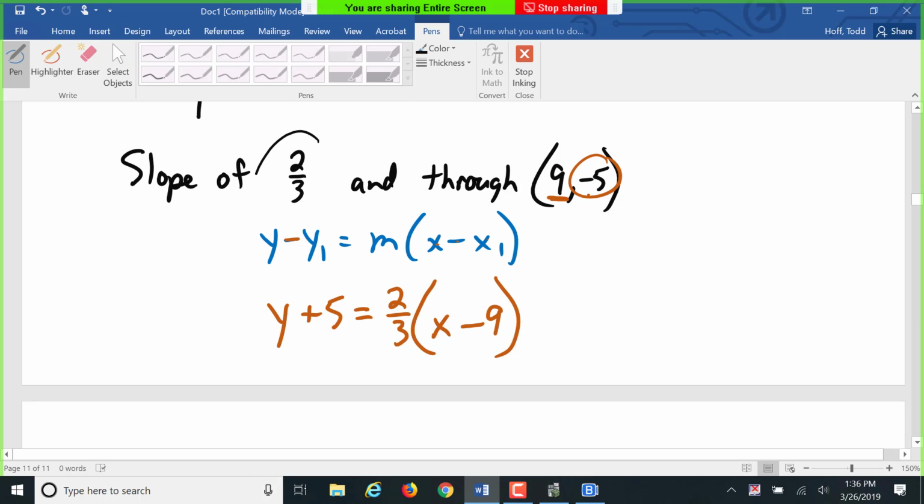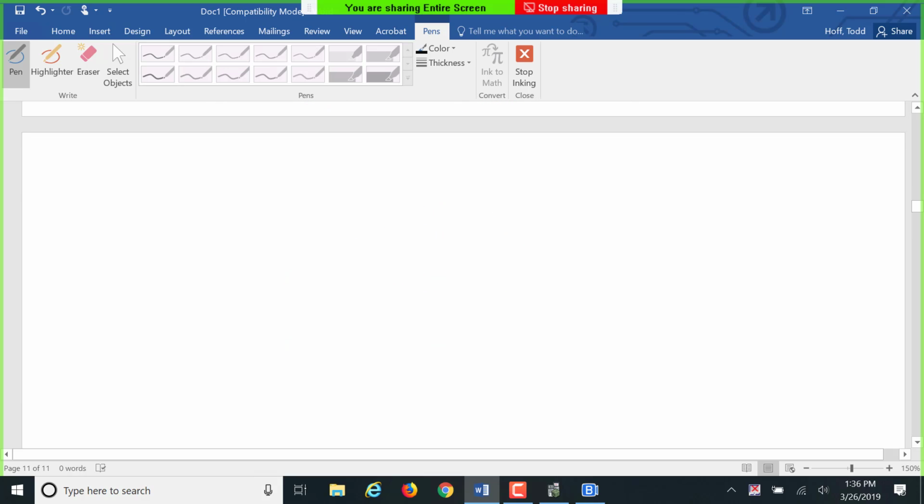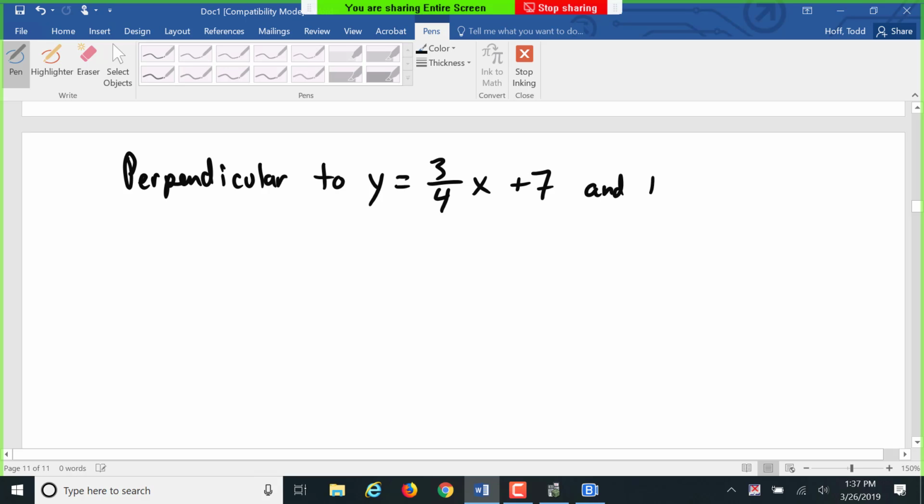Now, it's not very common that we're just given a slope and a point, but we might be given something like this: that our line is perpendicular to the equation y equals 3/4 x plus 7 and goes through the point (6, 2).